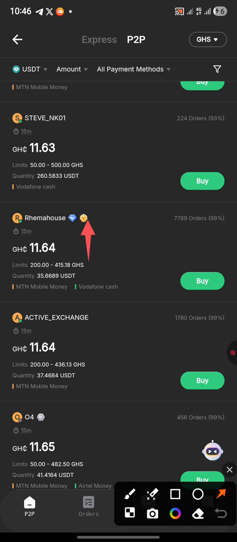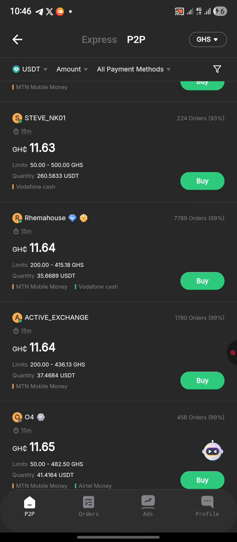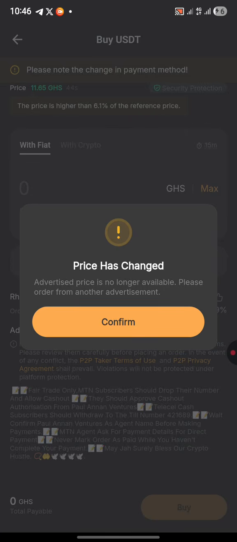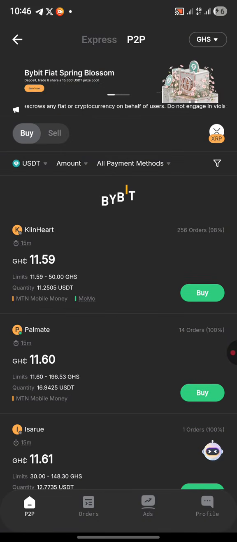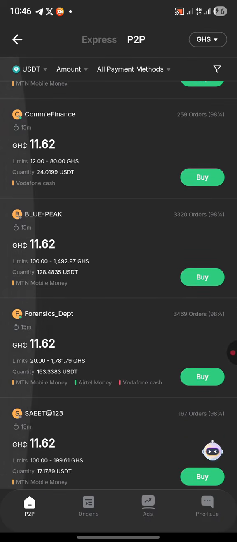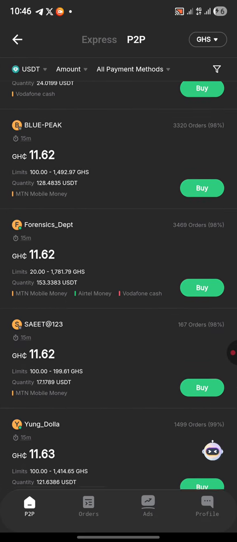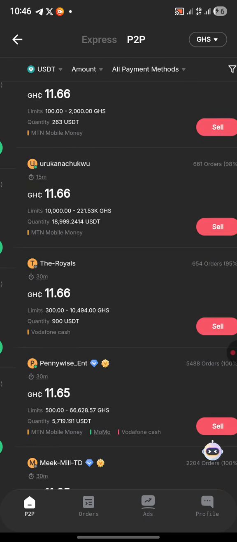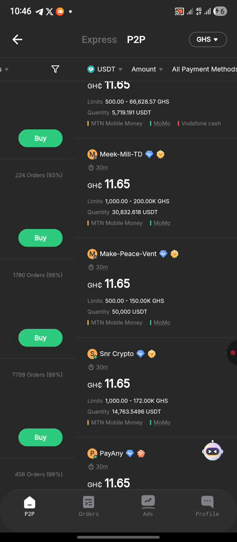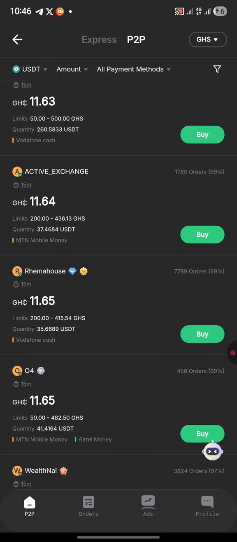This one is what I'm talking about. You can see it over there, and he is also verified. So that is what I was talking about. The price has changed, but you can still choose him. Then if you want to sell, you come here and choose. He also makes sales over here. That's what I'm trying to mean.